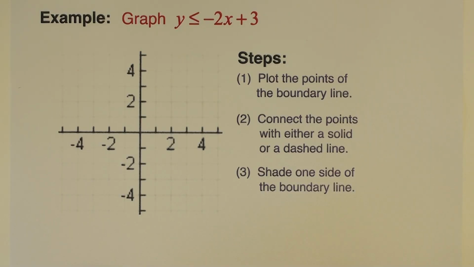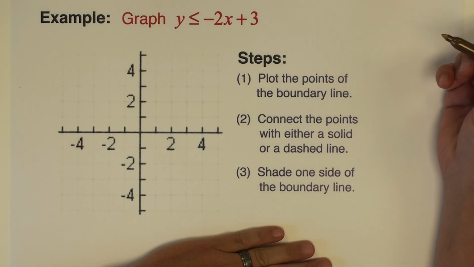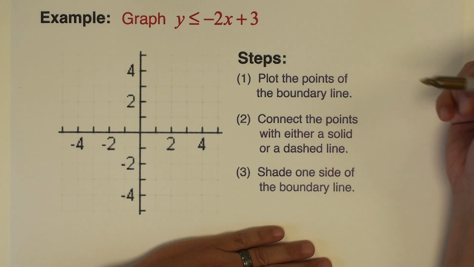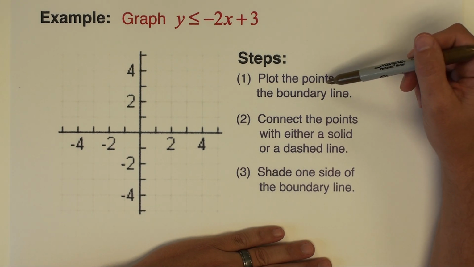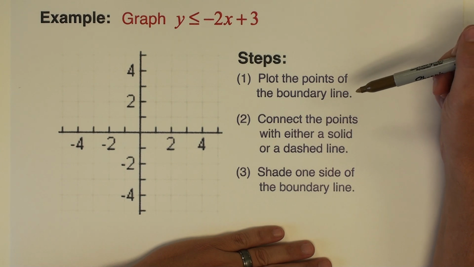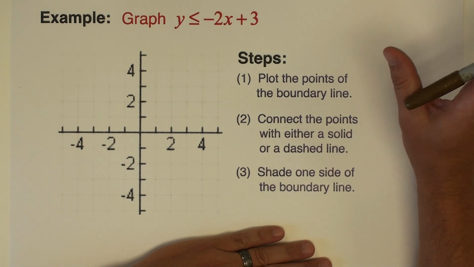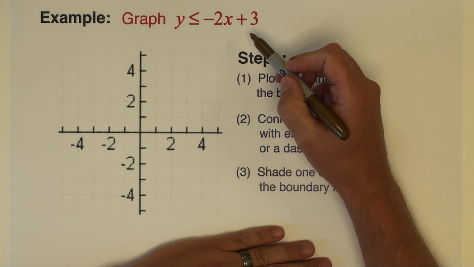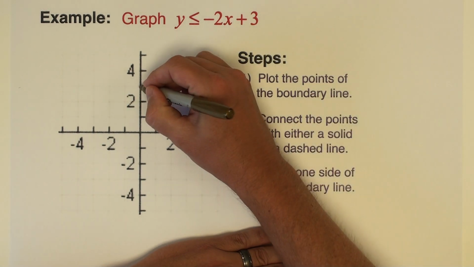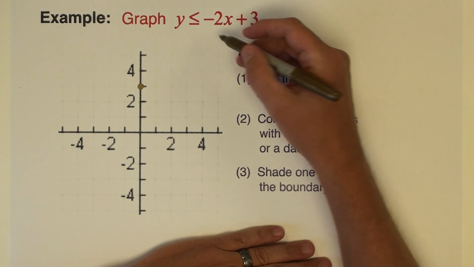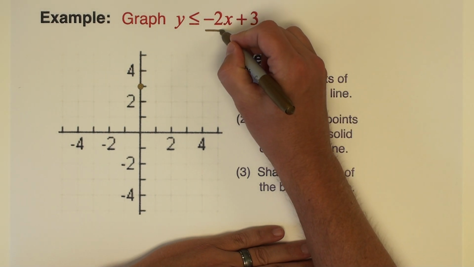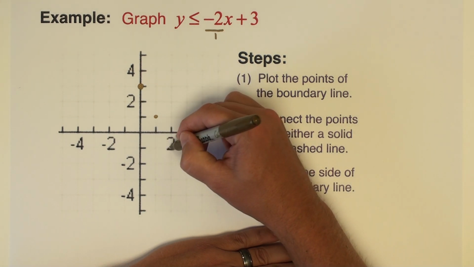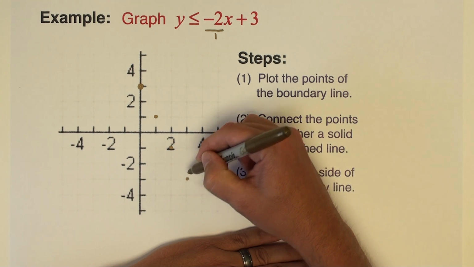Okay, we're asked to graph the inequality y is less than or equal to negative 2x plus 3. So I have the steps that we're going to follow typed out here. The first step is to plot the points of the boundary line, just like plotting out the points of your line like you're used to. So you're going to do y-intercept and then slope. This line has a y-intercept of positive 3, so we're going to start right there. It has a slope of negative 2, which is the same as negative 2 over 1, so we're going to go down 2 and to the right 1, and we can keep plotting points down 2 and right 1.